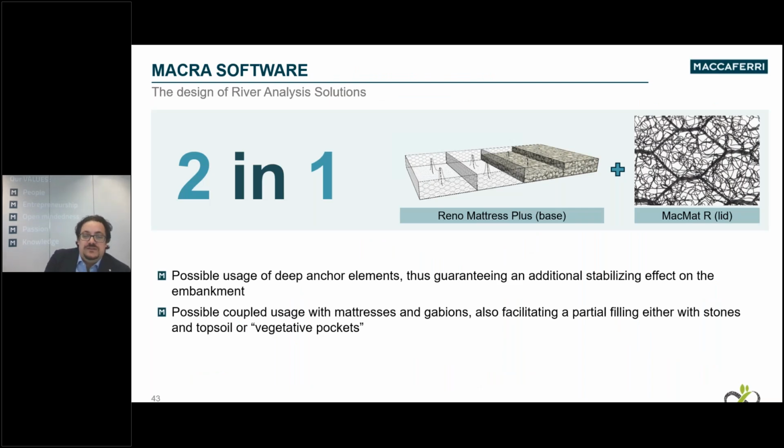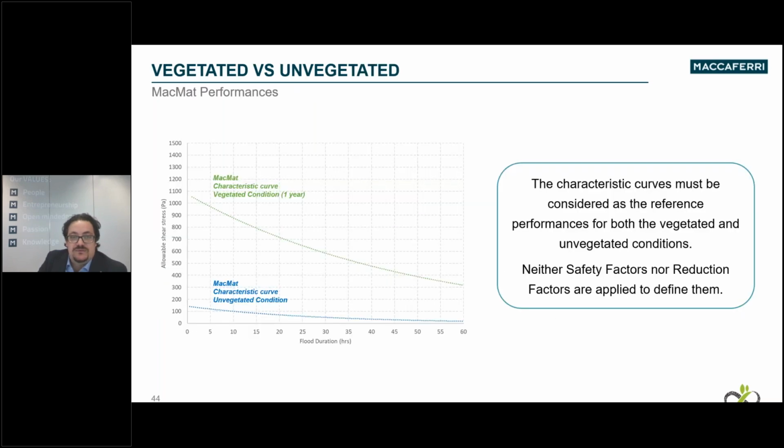And another very important feature of our products is that you can work in combination. So if you need a product that can guarantee the highest performance since the beginning, you have to move to a Renomatrix Plus. In that case, you can use this in combination with MACCAFERI, used as a covering of the Renomatrix. This could create some vegetative pockets that help the vegetation to grow into the product and guarantee the best performance.